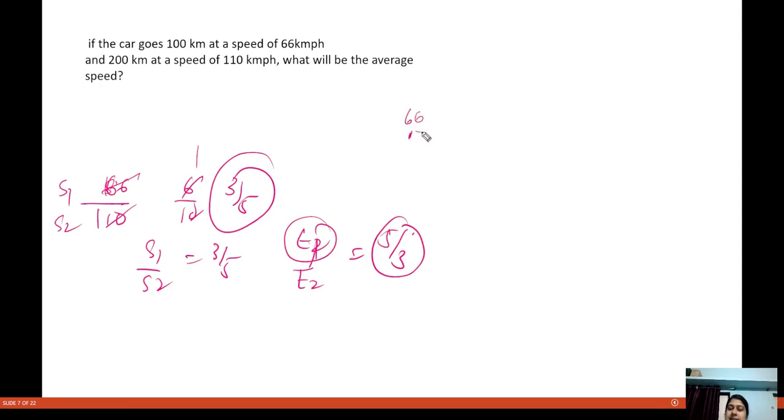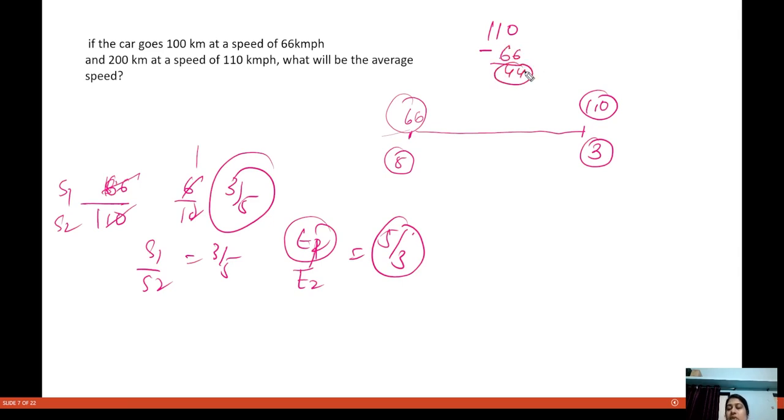So write 66 at one end, write 110 at another end. Now the ratio of time is 5 and 3. Why? Because this is the lesser speed, so we will take more time when we are traveling with lesser speed. Now let us calculate the average speed. 110 minus 66, how much are you getting? 44.